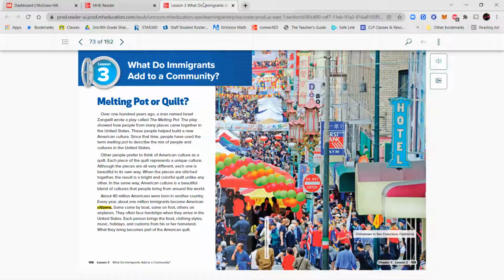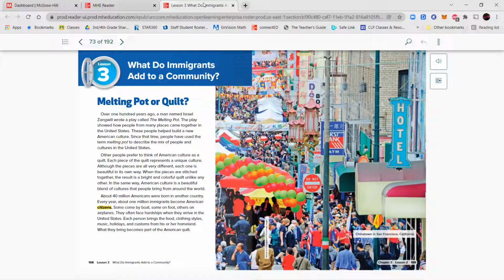Each piece of the quilt represents a unique culture. Although the pieces are all very different, each one is beautiful in its own way. When the pieces are stitched together, the result is a bright and colorful quilt unlike any other. In the same way, American culture is a beautiful blend of cultures that people bring from around the world.